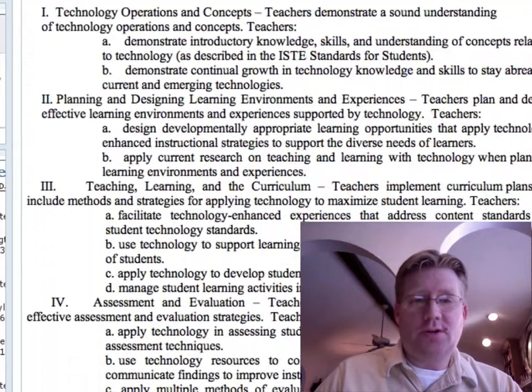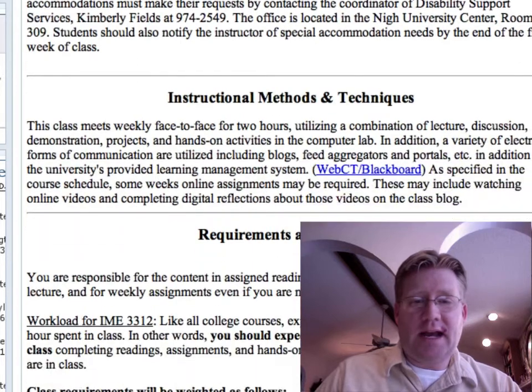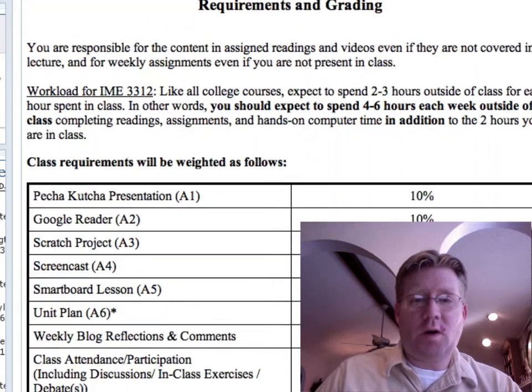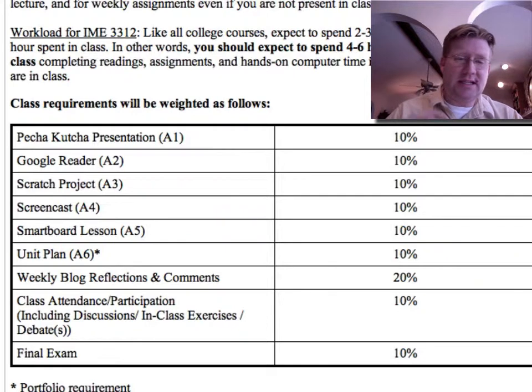I'll go ahead and scroll down through the course description and goals and objectives, and I want to point out that here under requirements and grading, you're going to see the 6 main assignments which we'll be having this semester during our class. These are listed as A1 for assignment 1 through assignment 6, and you can see the relative weightings for these different projects.